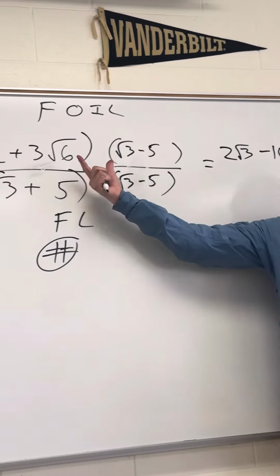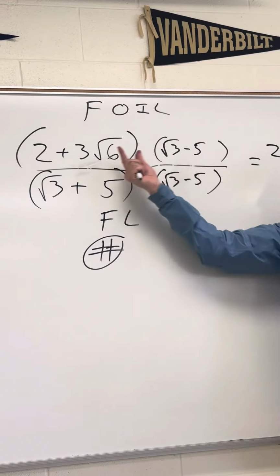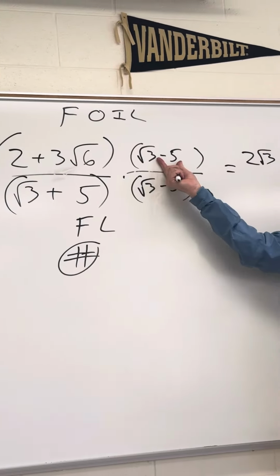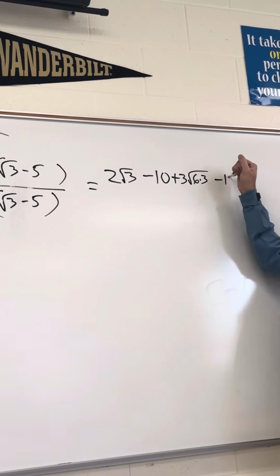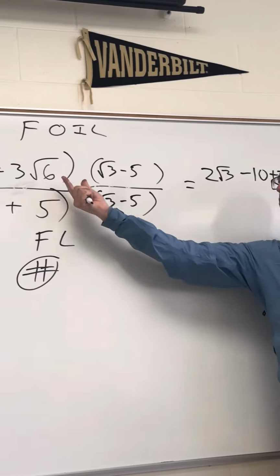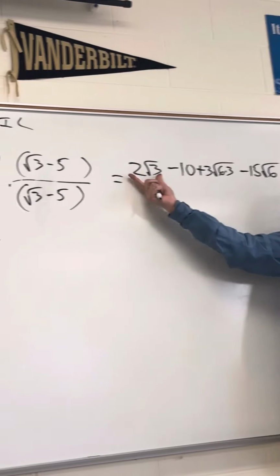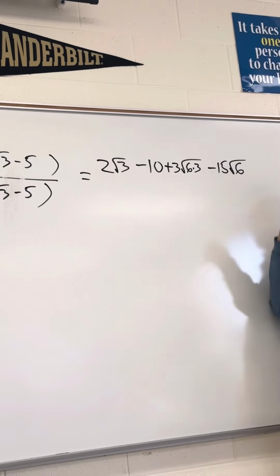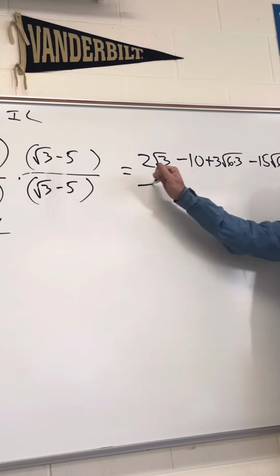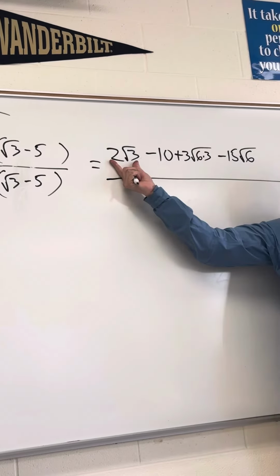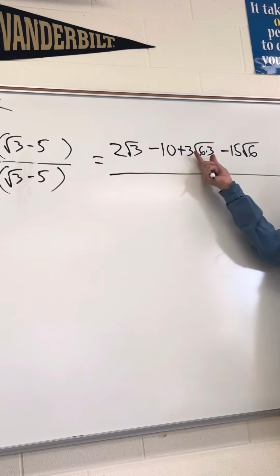Then the L stands for your last times your last. What's 3 times negative 5? Negative 15. And then you have a square root of what? 6. First, outer, inner, last. FOIL method. Okay? There's nothing I can do with this. There's nothing I can do with negative 10.